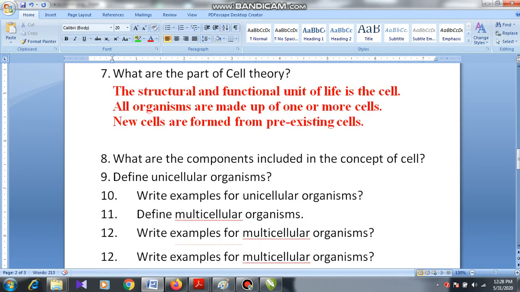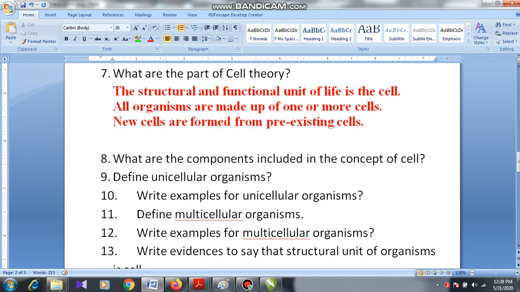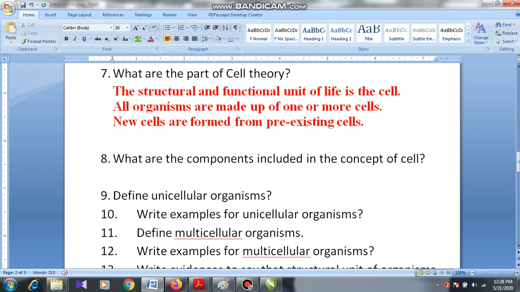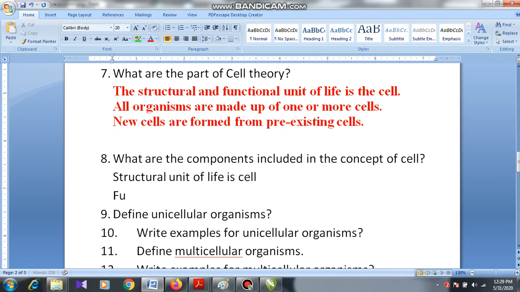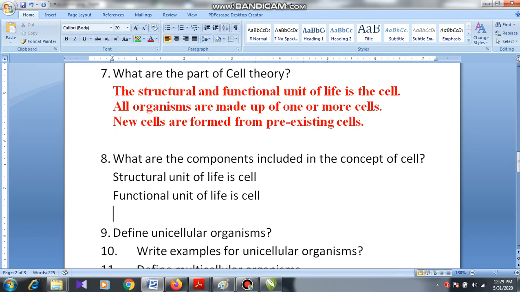So I am asking the next one. What are the components included in the concept of cell? Simple idea. One, the structural unit of life is the cell. Second, the functional unit of life is the cell. F-U-N-C-T-I-O-N-A-L, functional unit of life is the cell.